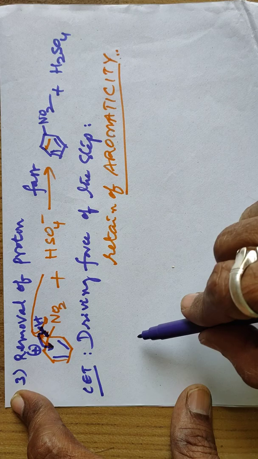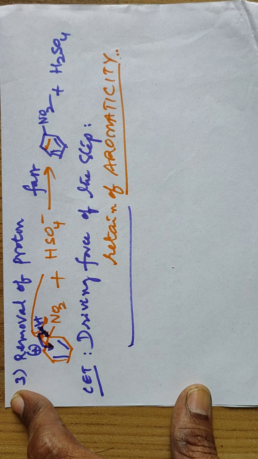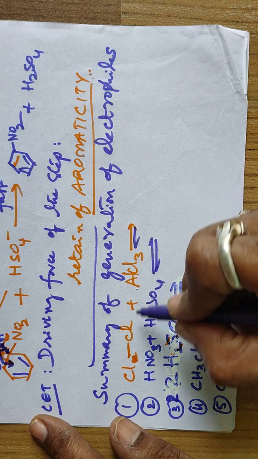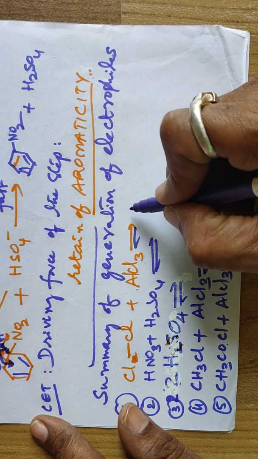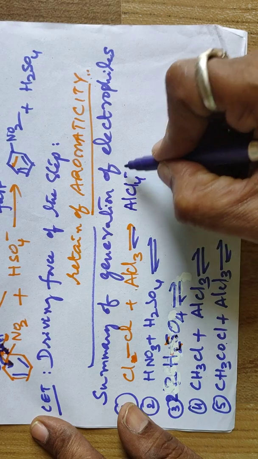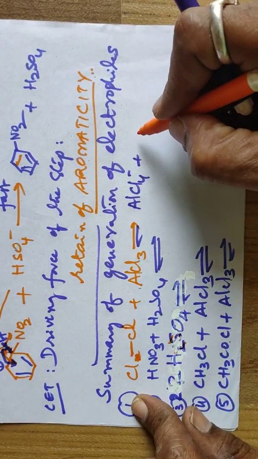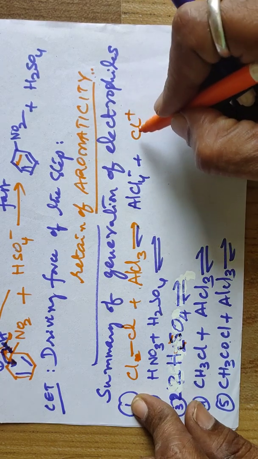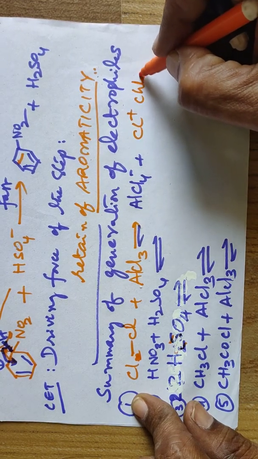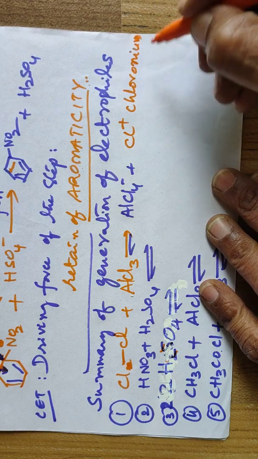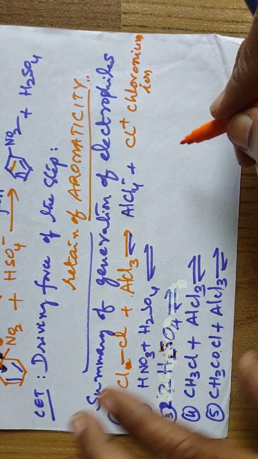Yes, finally, how do we understand the formation of electrophiles? AlCl3 takes one Cl and becomes AlCl4 minus, and this Cl without bonding electrons is known as chloronium ion, already recorded. Chloronium ion is the electrophile.